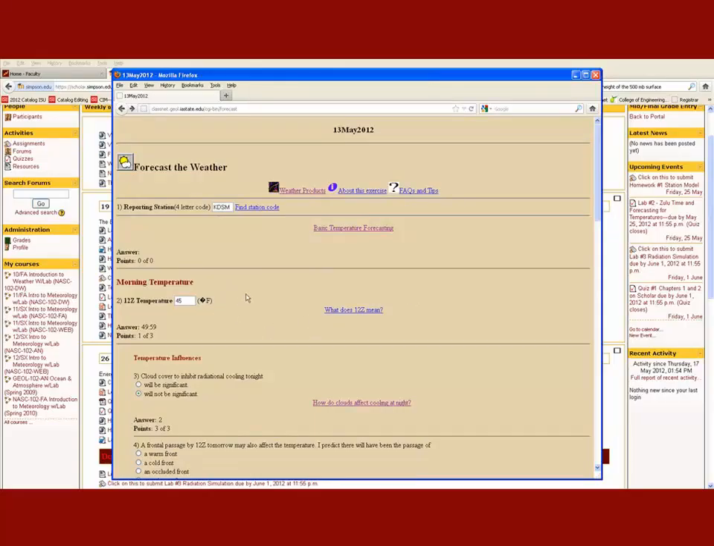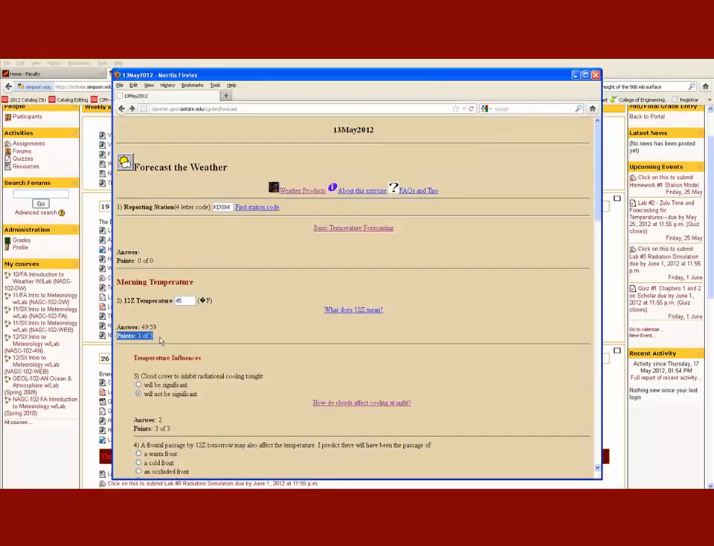So back on the 13th of May, you see up here, when I sat down to make a forecast for the 14th of May, I predicted a 12Z temperature. Now keep in mind that's a 7 a.m. temperature. I predicted 45. Notice the points I got out of this: 1 out of 3. In other words, I missed it.